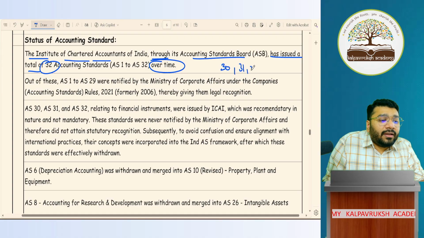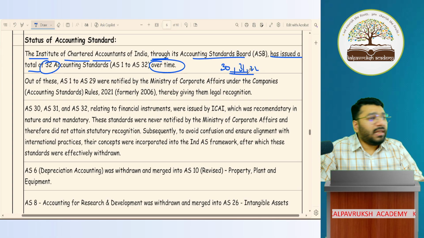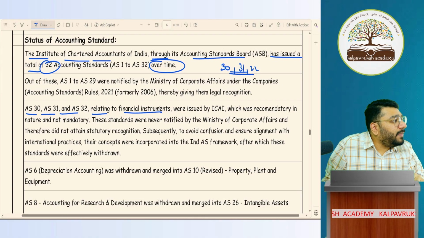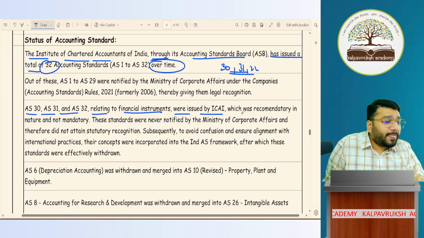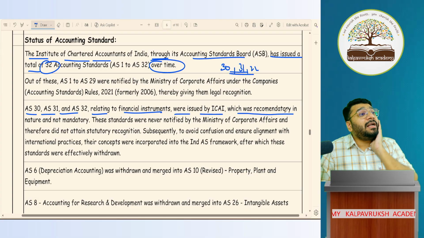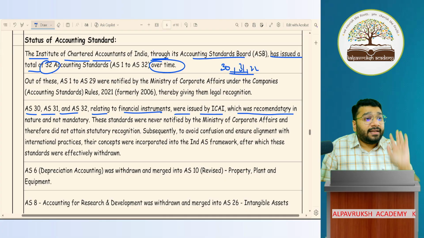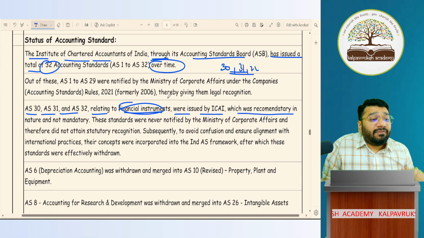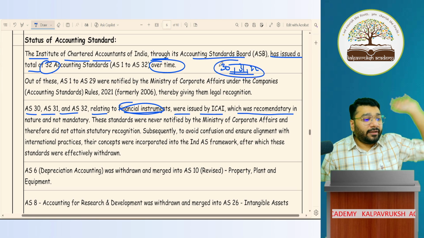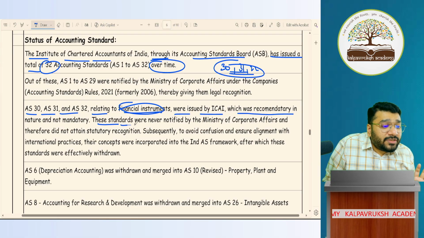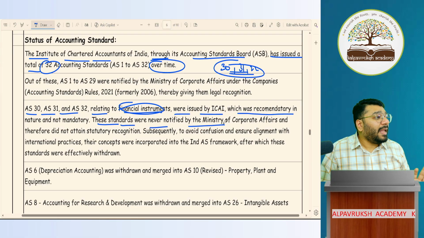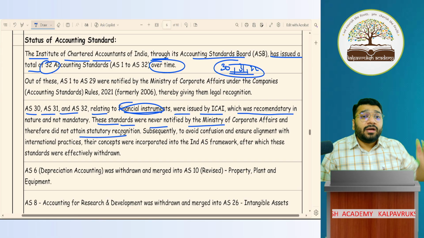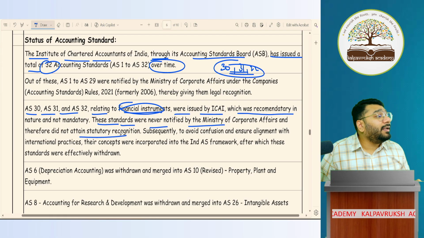Now, out of these 32 AS, 30, 31 and 32, the last 3 AS relating to financial instruments, were issued by ICAI as recommendatory in nature. It means ICAI did not compel you to follow them. They said that if you're dealing with financial instruments and want to know how to do the accounting, I've given the guidance in 30, 31, 32, follow that. But these standards were never notified by MCA. MCA never recognized them for implementation, because the entire focus of MCA back then was on Ind AS.